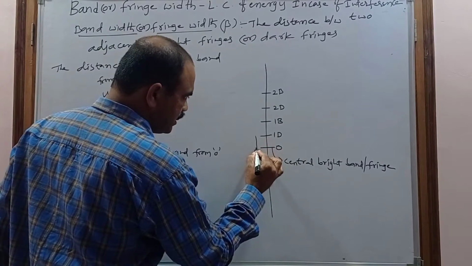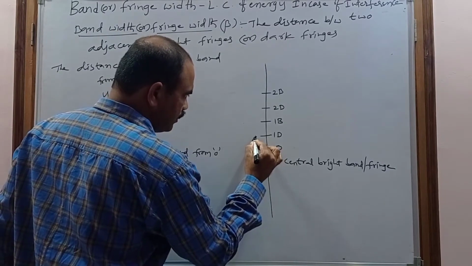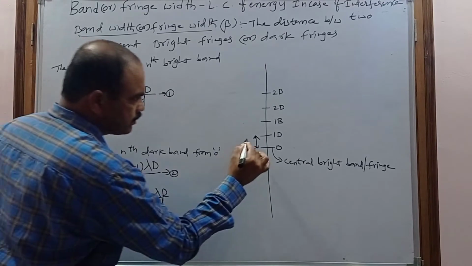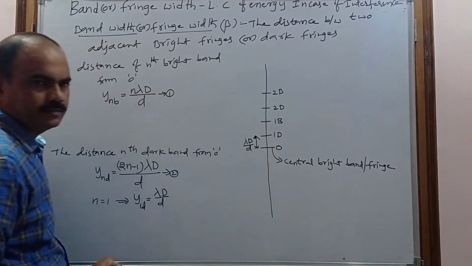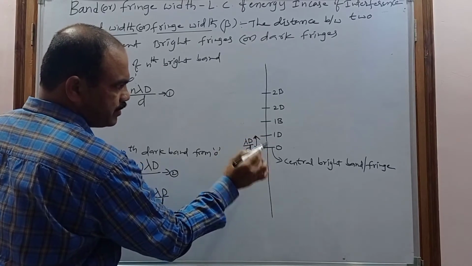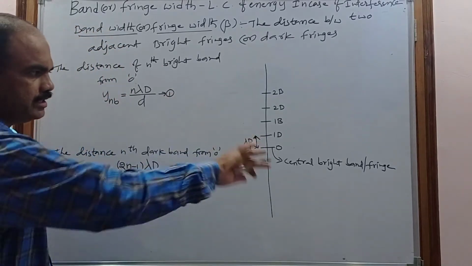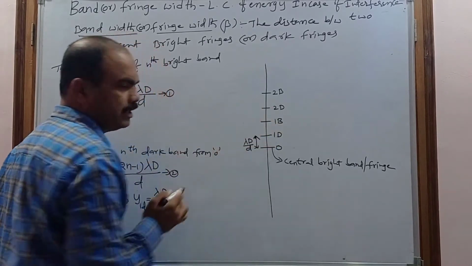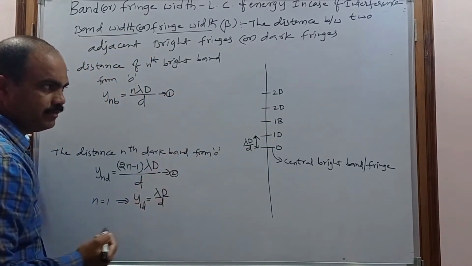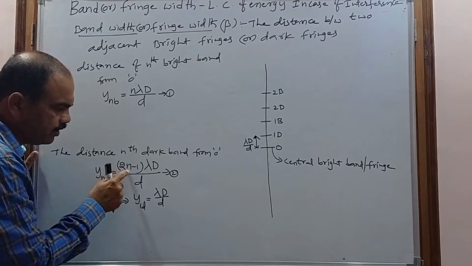Now this is the distance. So how much is this distance? Lambda capital D by small d. This is the distance of the first dark band from the center of the screen. Okay, you found the distance of the first dark band. Next you have to find the distance of the second dark band. How do I get it? If I substitute n equal to 2 here.